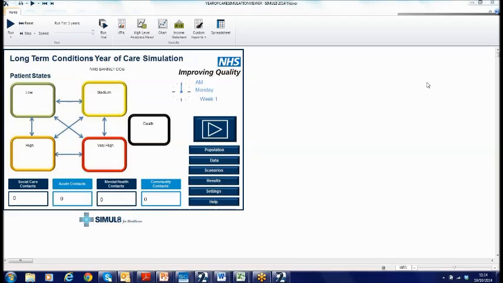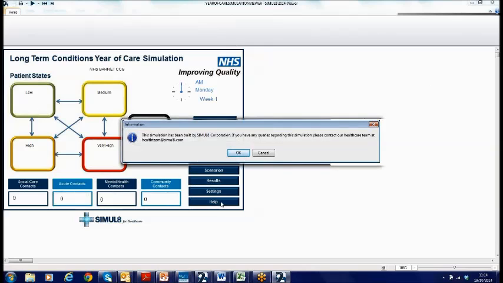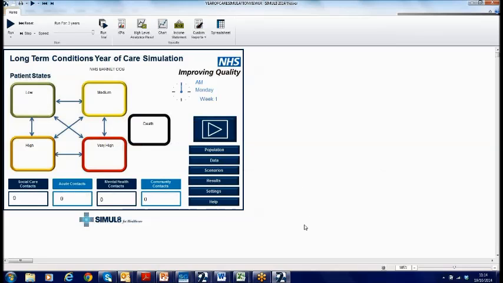I would suggest that you use this webinar together with your user guide, and it should be fairly straightforward to use. If you have any problems, the first thing I'm going to show you is help, and if you need to contact anybody to help you use this, then just contact that email address there.